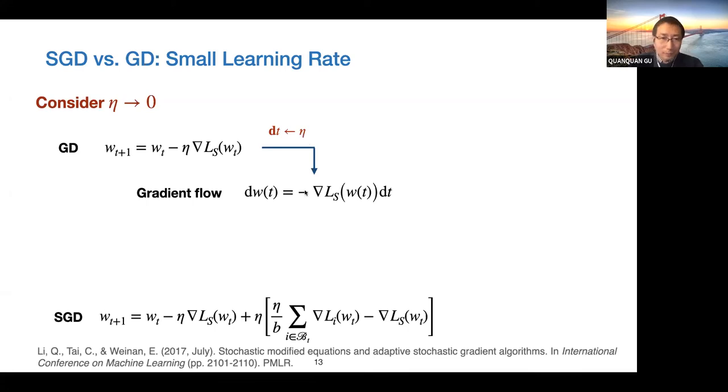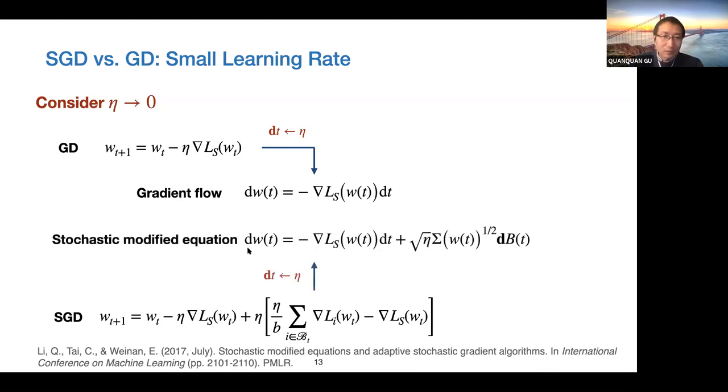the step size. And for stochastic gradient descent, we can use a stochastic modified equation, which was proposed in this paper. In my opinion, it's a very good model for stochastic gradient descent.